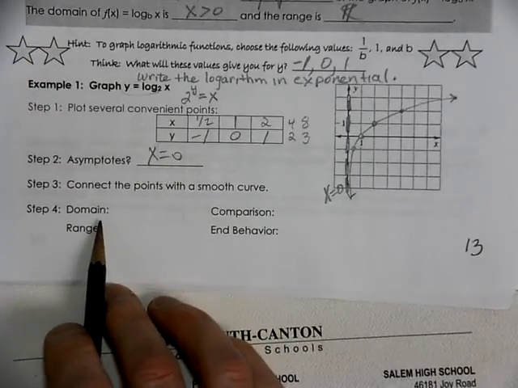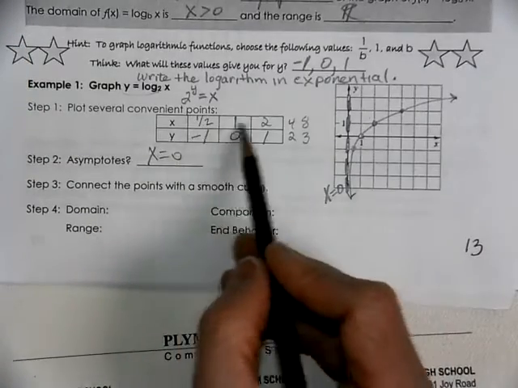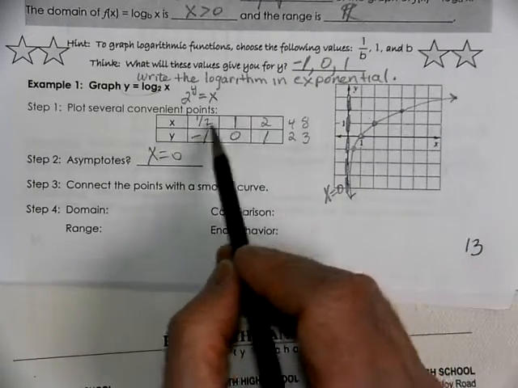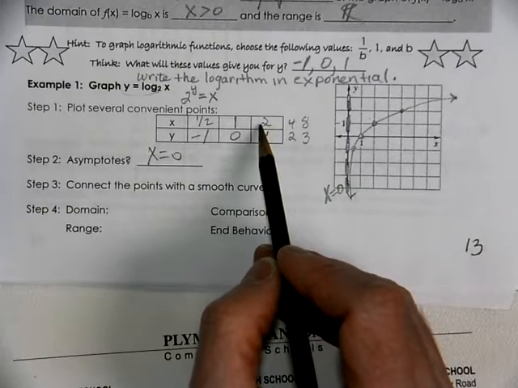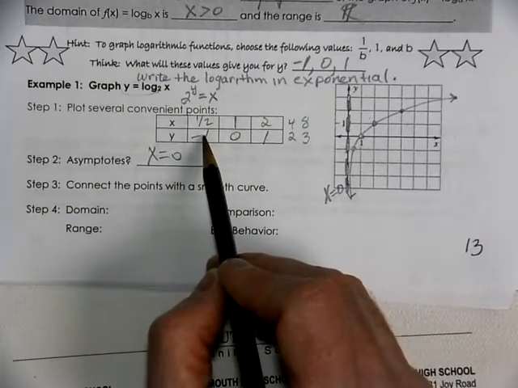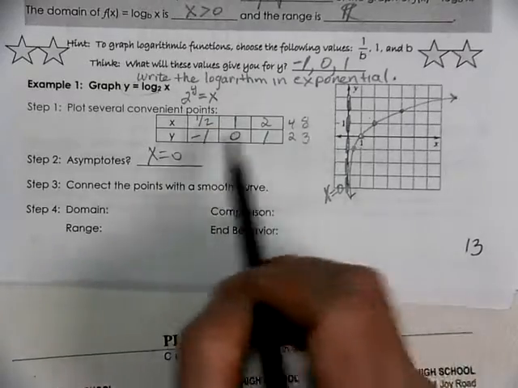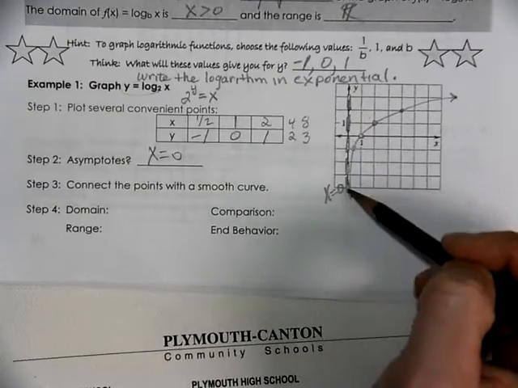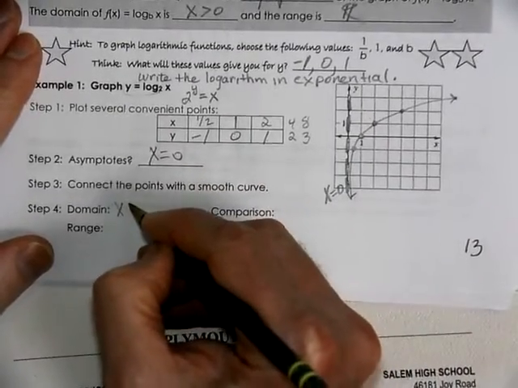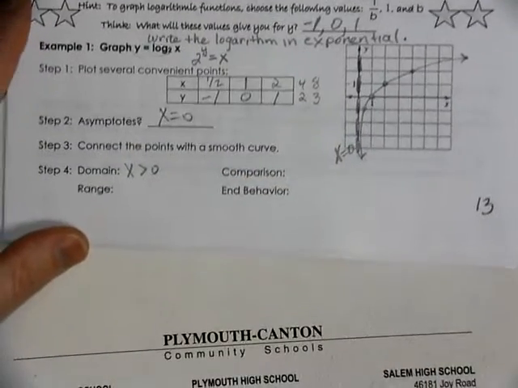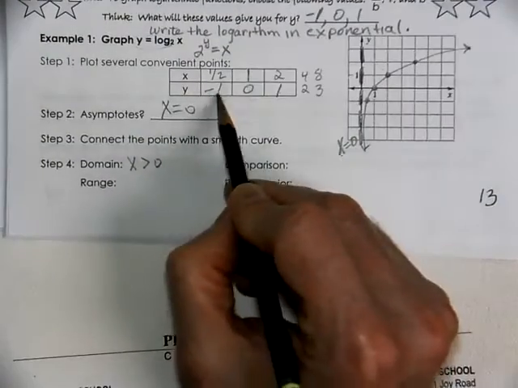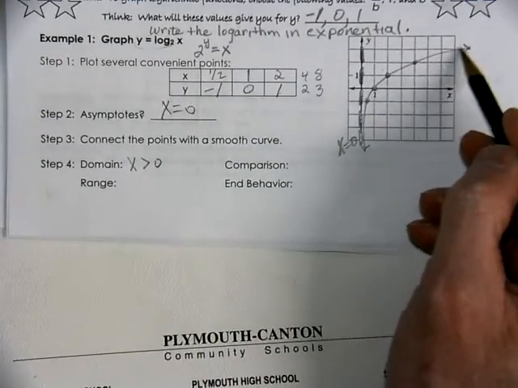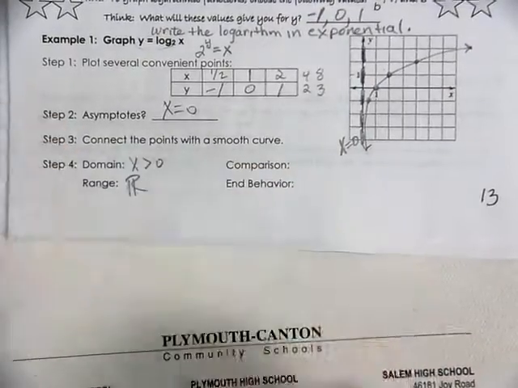We notice our domain. Think about what your domain is. What are the x values we can get? Look at your graph. Look at your table. I don't have any negative numbers in my table. Even when I use negative numbers for y, I'm not getting negative numbers for my table. And as I look at it, it's approaching but never touching the y-axis. That means my x values can only be greater than 0. My range, my y values, can be any number. It clearly goes down and slowly but surely goes up, so it's all real numbers.